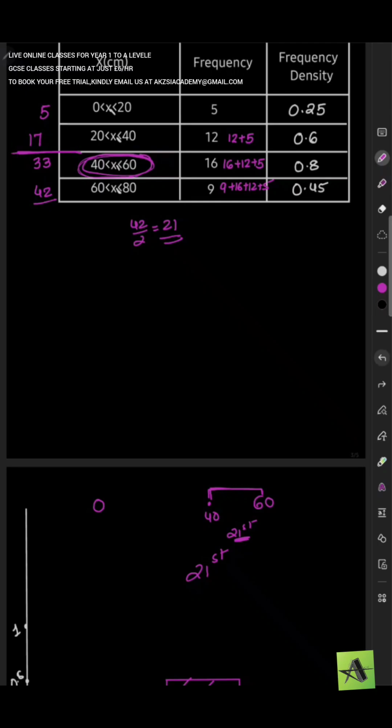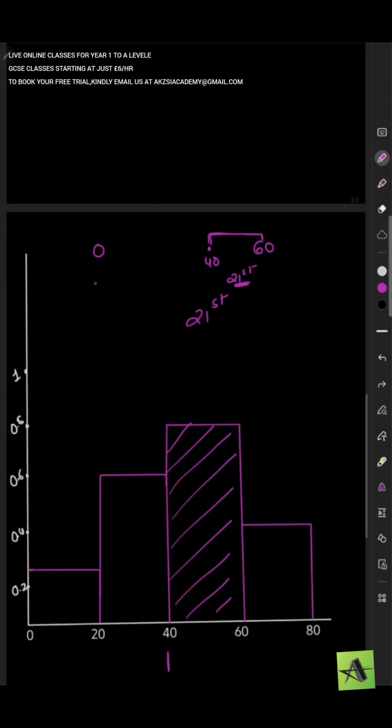And this 21st is the position from the starting. I just want to know its position in between this one. So subtract 17. 21 minus 17 will give me 4. So I get to know that the position of my median is 4th between 40 to 60. So between 40 to 60, my median is at the 4th position.